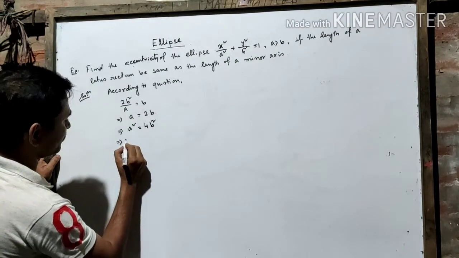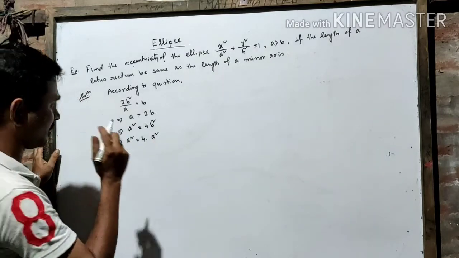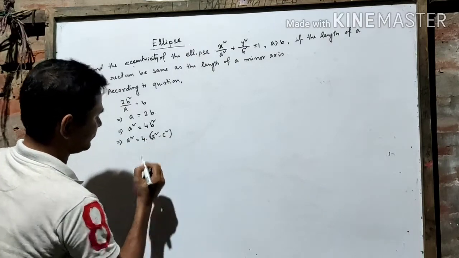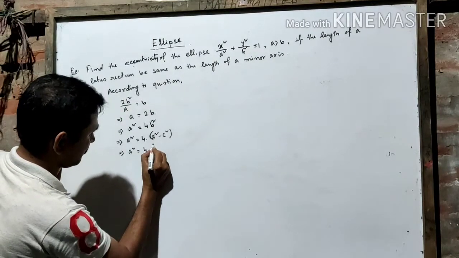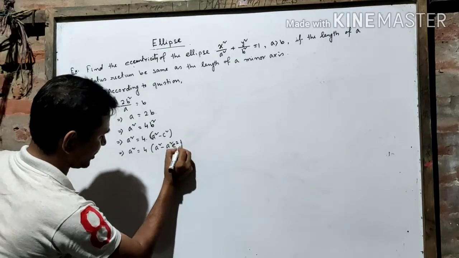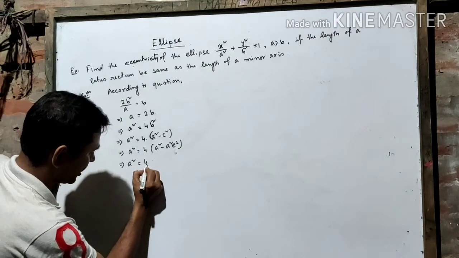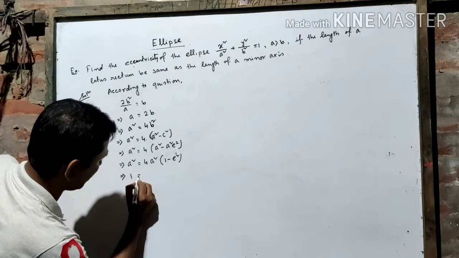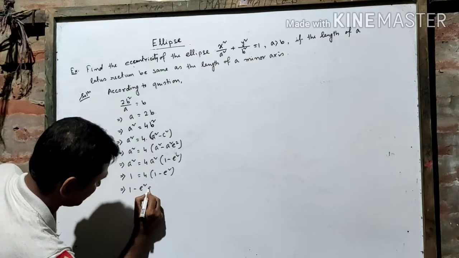What is b square? b square is equal to s square minus c square. All right. And what is c? c is ae. So c square will be s square into e square. Taking s square common, this implies s square is equal to 4s square into 1 minus e square. This implies 1 is equal to 4 into 1 minus e square. This implies 1 minus e square is equal to 1 by 4.